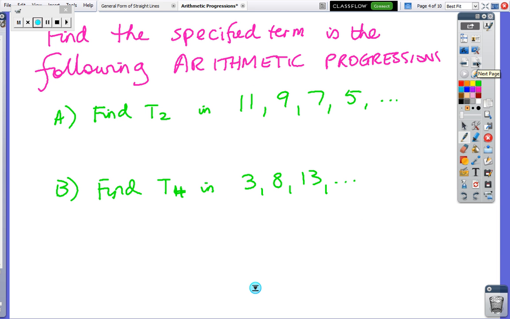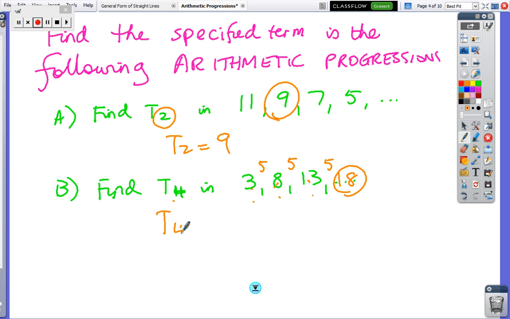Okay, so find the specified term in the following arithmetic progressions. Find T2 in 11, 9, 7, 5. Well, T2 means the second term, so T2 equals 9. Find T4 in the pattern 3, 8, 13. Now I haven't given you the fourth number, but let's just see. 3 to 8 is 5. 8 to 13 is 5. It's a constant difference, so we're going to go up in 5s. So the next number would be 18. So T4 equals 18. Okay, come across when you're ready.